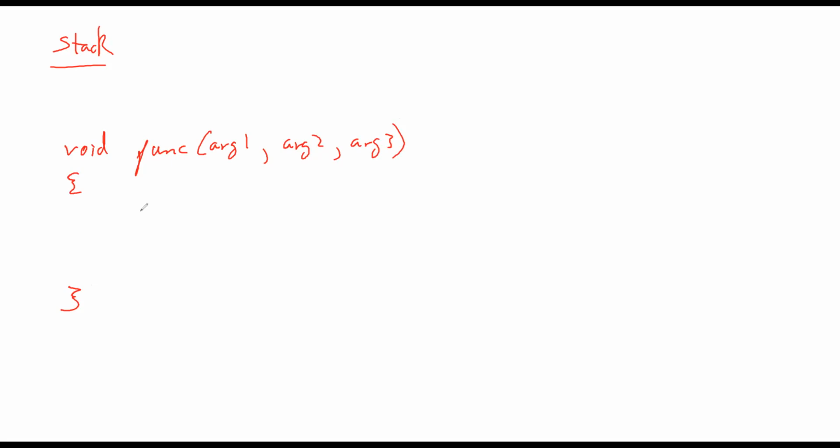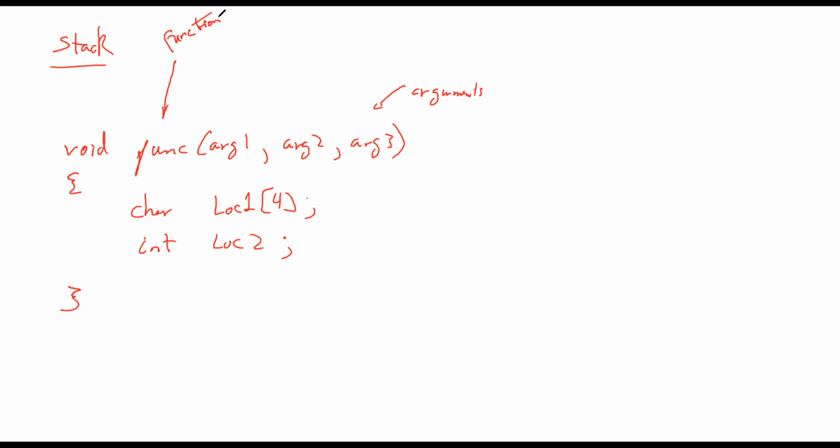And then here we're going to say char local1, kind of a little buffer, and int local2, like that, right? So we have two variables and some arguments. These are usually called arguments, and these are the local variables. So now, this is a function.